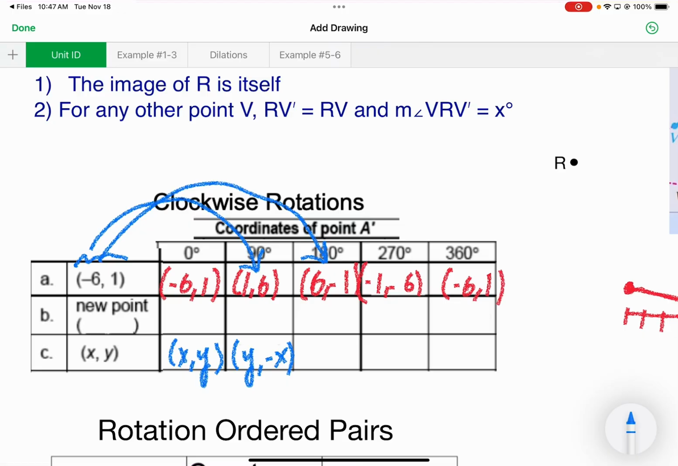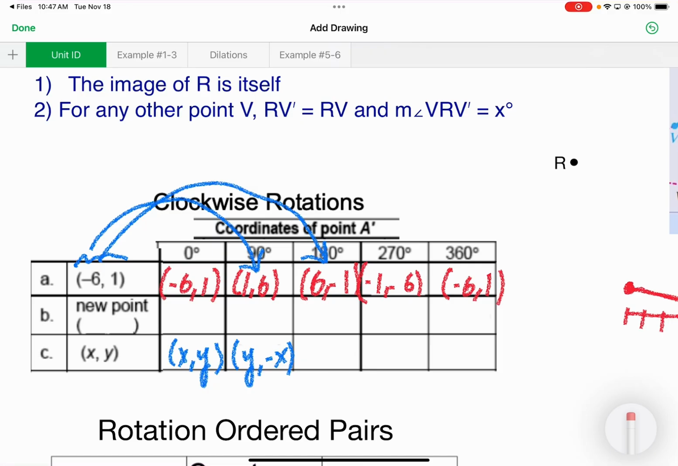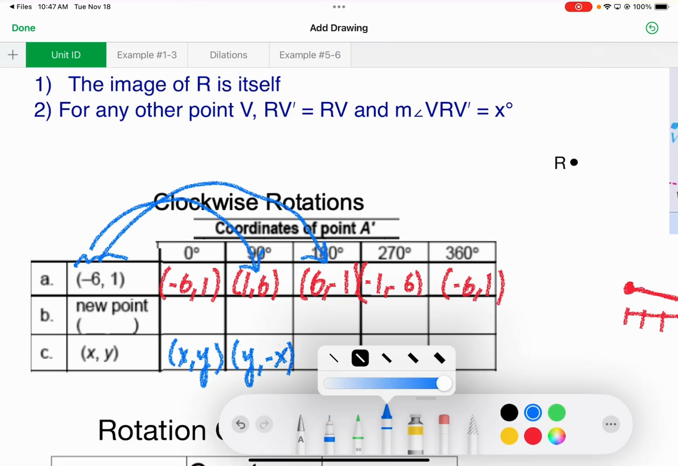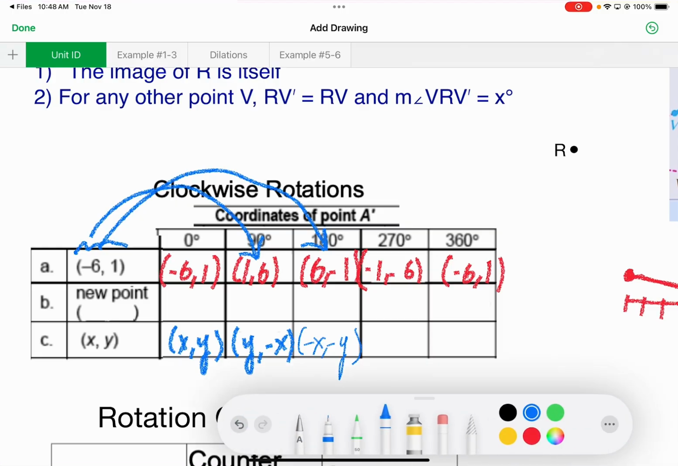Okay? All right, what about to get from -6, 1 to 6, -1? What happened there? Switch signs of both x and y. So xy becomes -x, -y. Good. I feel like it's a little hard for you guys to read, so let me thin this out a little bit. -x, -y. Okay, cool.